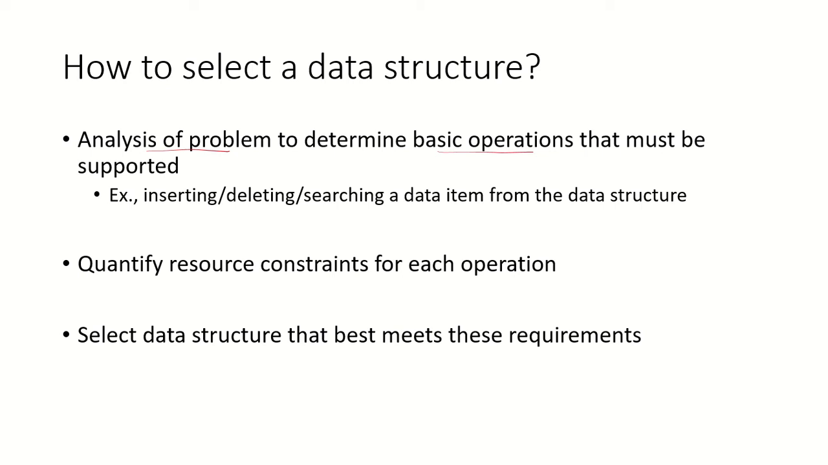So the basic operations can be classified into inserting, deleting, or searching a data item from a particular data structure. Also, we should know what the resource constraints are for each operation. So what are the time and space complexities for the operations that need to be done? That should be quantifiable. Then based on these, we select the data structure that best meets these requirements. How we are going to do that, we will study in later lectures.